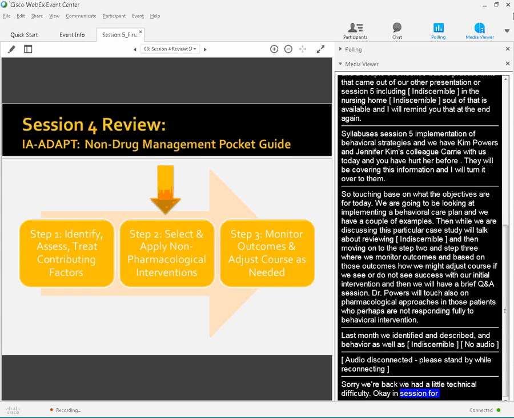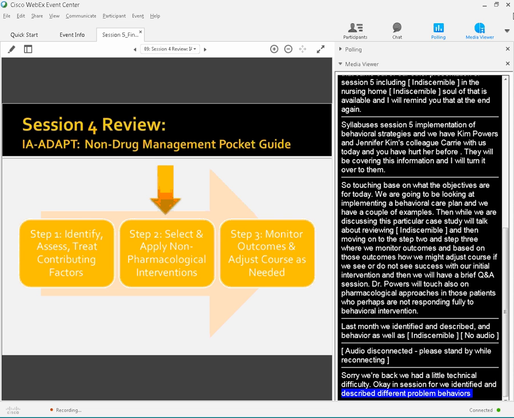Okay, so in a review of Session 4, we identified and described different problem behaviors in patients with dementia and how to assess these patients and potentially develop some treatment plans for them.